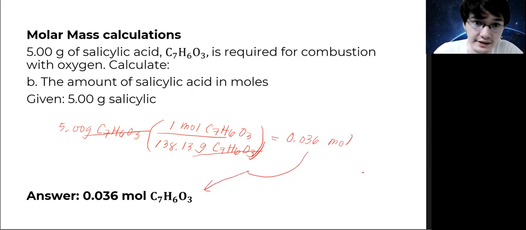of salicylic acid. So if we were to convert moles to grams, we also make use of the molar mass, but in such a way that we would be canceling out moles of salicylic acid. So basically, we use the molar mass as a conversion unit between moles to grams and grams to moles.